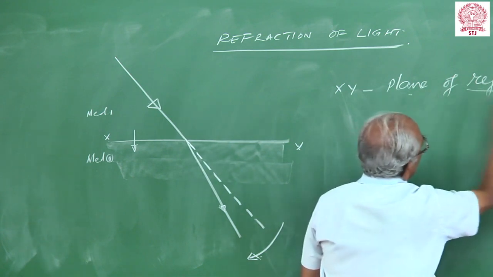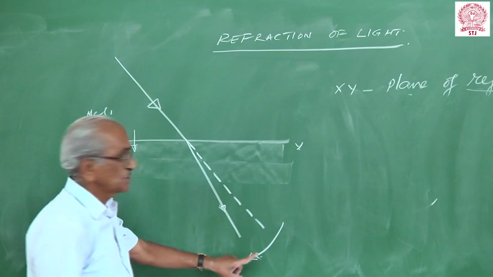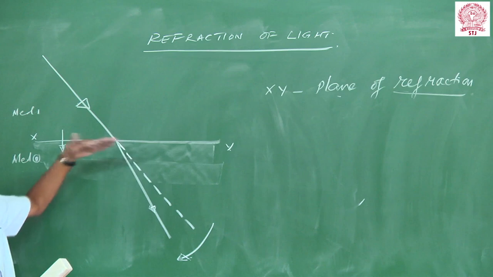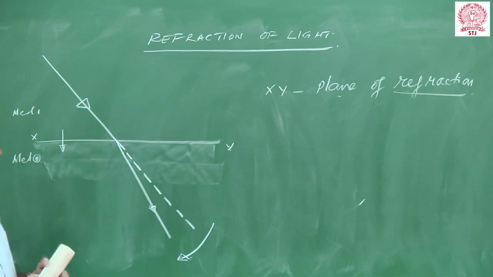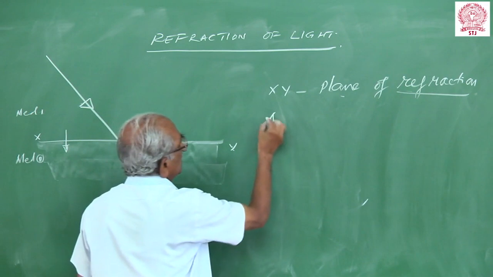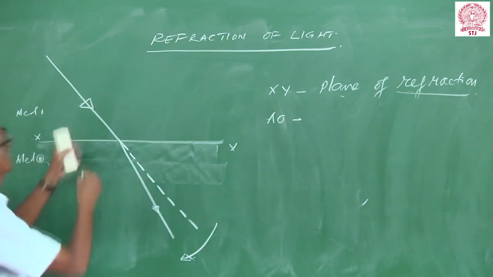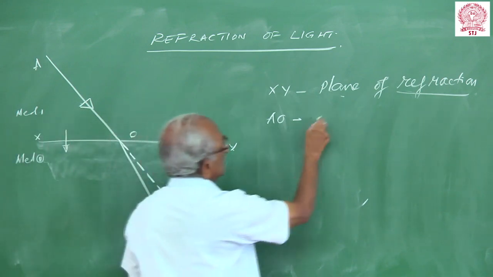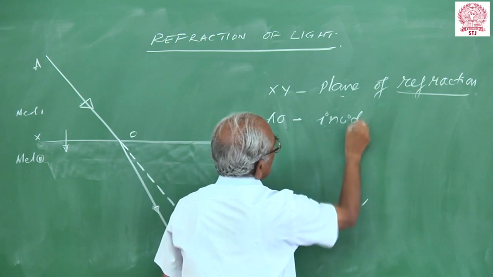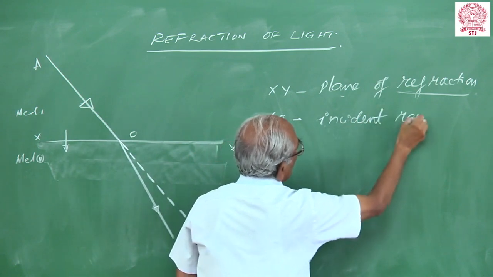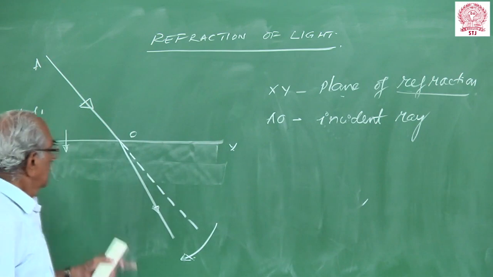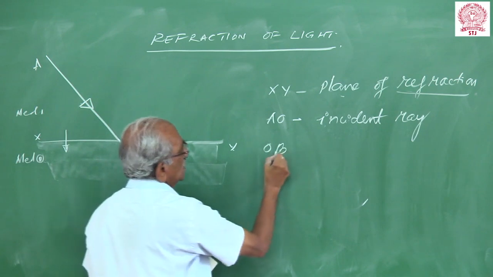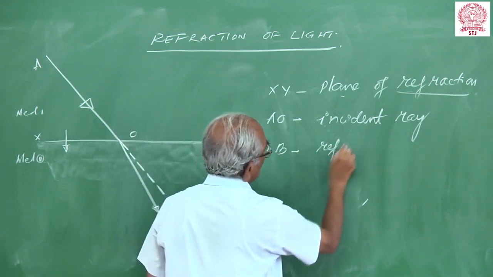In the plane where refraction, that is this change, takes place, the change happens only at this point, at this plane. Therefore it is the plane of refraction. Now the ray in the first medium is called the incident ray. The ray in the second medium is called the refracted ray.